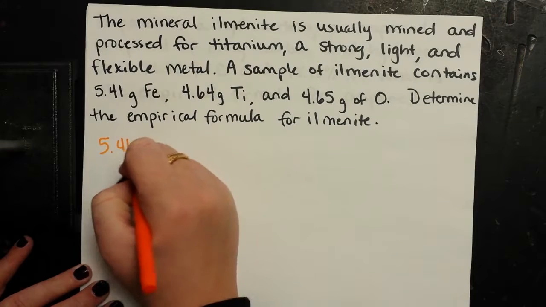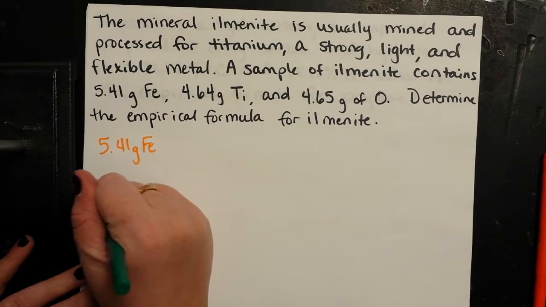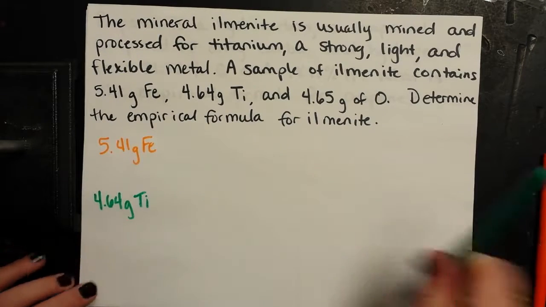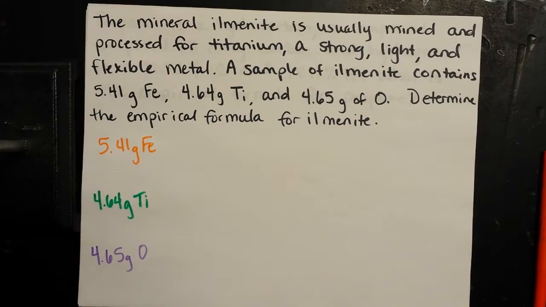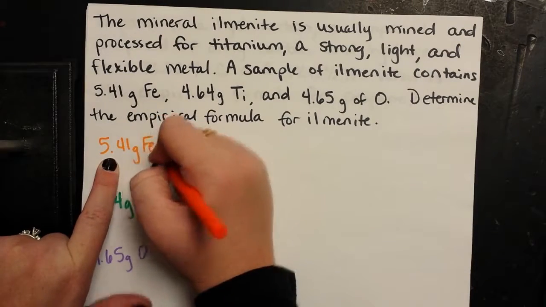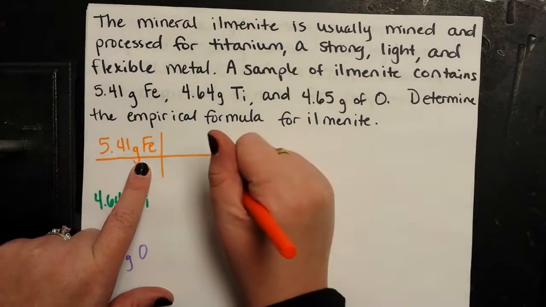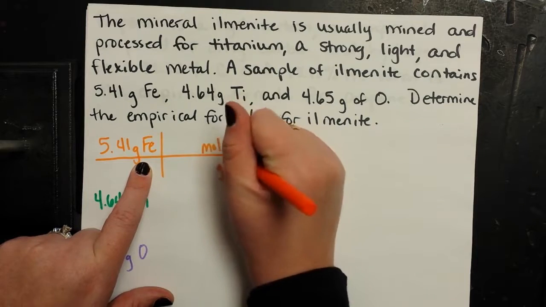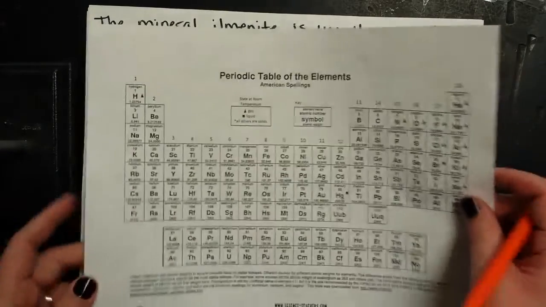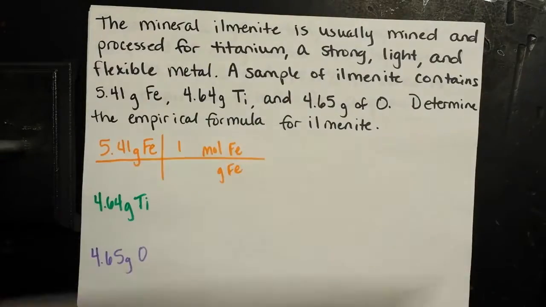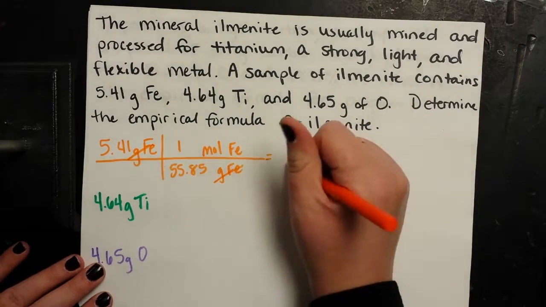I've got 5.41 grams of iron. I've got 4.64 grams of titanium. And I've got 4.65 grams of oxygen. Okay, I can use my mass of iron and get to moles of iron. I want to cancel out my grams and get to moles. And I know that I can use the molar mass of iron, so 1 mole of iron has a mass of 55.85 grams. That will cancel out my grams of iron and give me moles of iron.